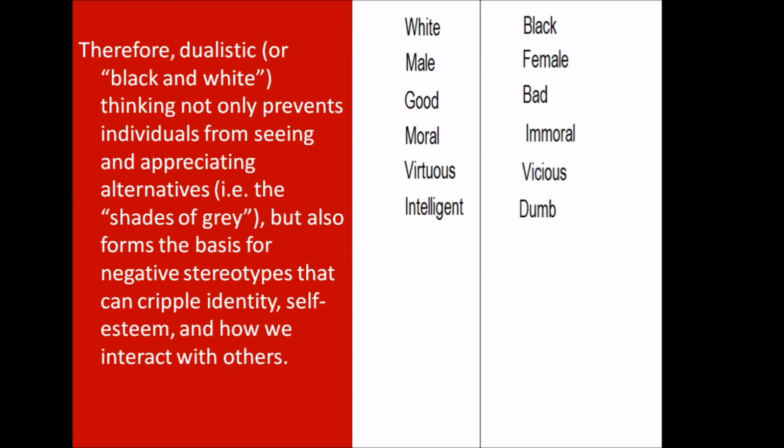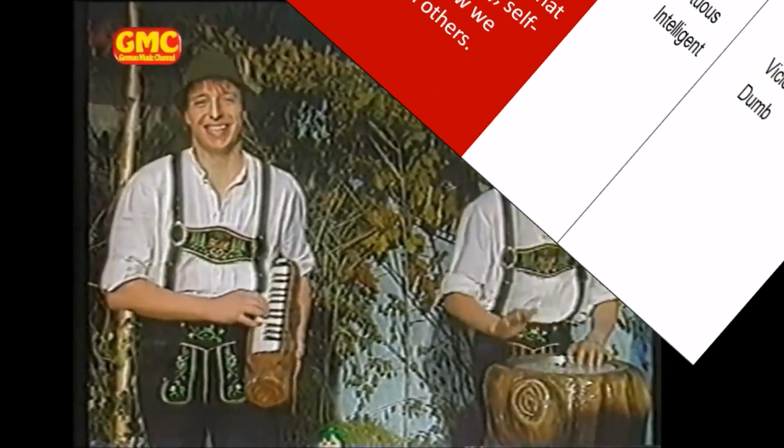Therefore, dualistic or black and white thinking not only prevents individuals from seeing and appreciating alternatives, which is to say, the shades of gray, but also forms the basis for negative stereotypes that can cripple identity, self-esteem, and how we interact with others.